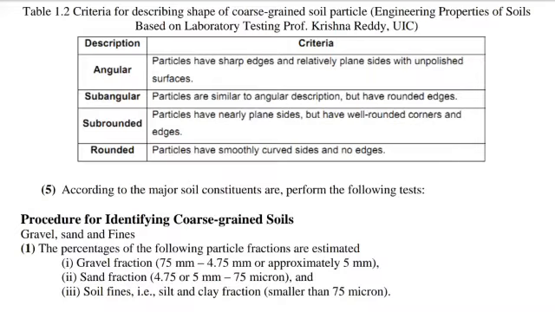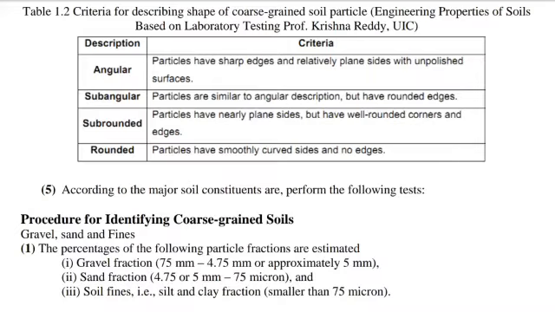Description: angular. Criteria: particles have sharp edges and relatively plain sides with unpolished surfaces. Subangular: particles are similar to angular description but have rounded edges. Subrounded: particles have nearly plain sides but have well-rounded corners and edges. Rounded: particles have smoothly curved sides and no edges.